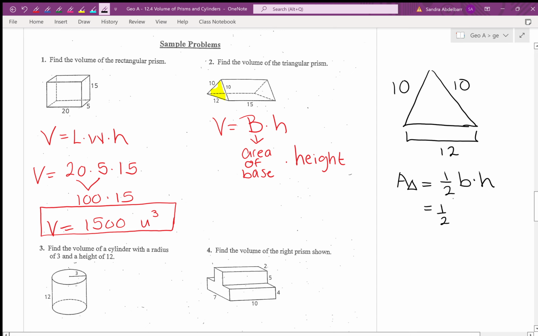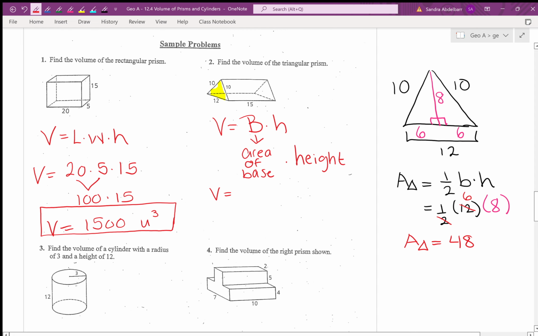Well, we know the base of this triangle is 12. Do I have a height? No. Since I don't have a height, what am I going to have to do? Excellent. We're going to need to draw an altitude. And when I draw that altitude, that 12 gets split into 2 6s. This ends up being a triple times 2. It's not a 3, 4, 5. It's going to be a 6, 8, 10. So I'm going to say half of 12 is 6. 6 times 8 is 48.